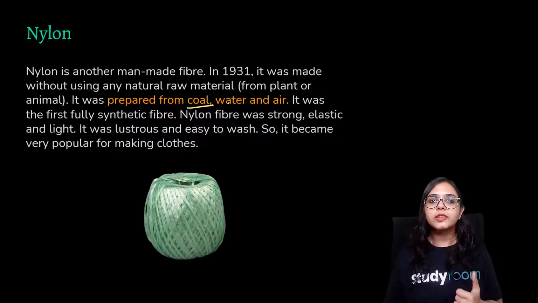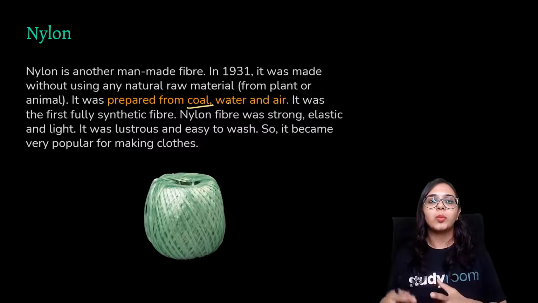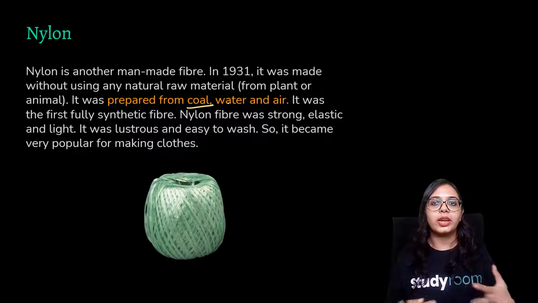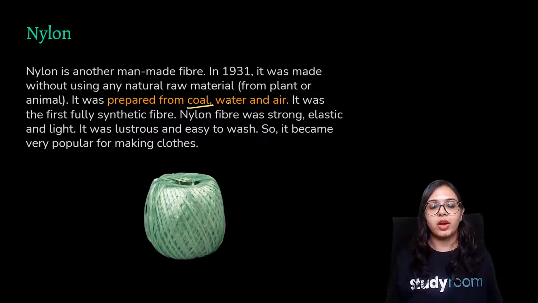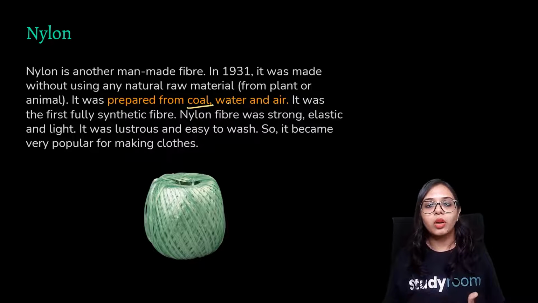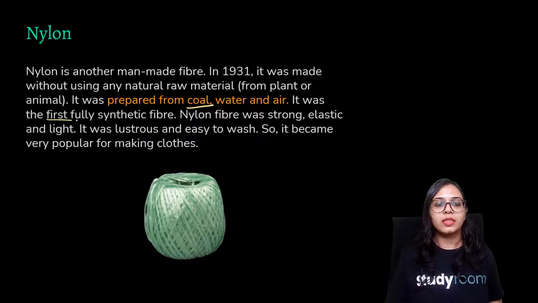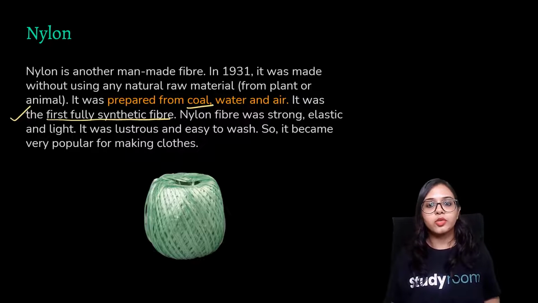That means for the first time we did not use any live plant material or any animal material. We just used what was there in the environment, like coal, like water, like air. Okay, so nylon was the first fully synthetic fiber. This you have to keep in your mind. And nylon fiber was strong, elastic, and light. It is lustrous and easy to wash, so it became very popular for making clothes.